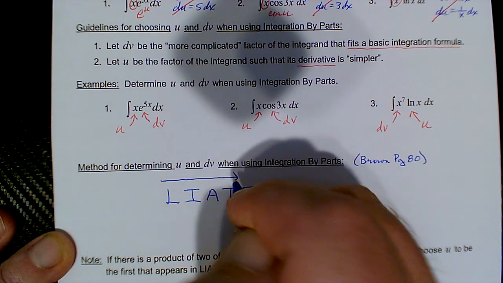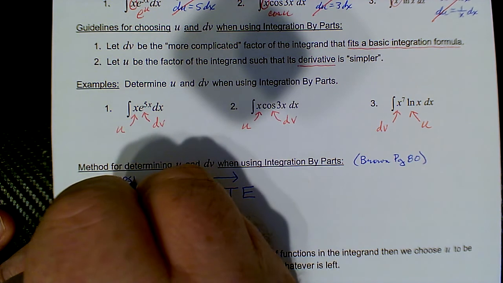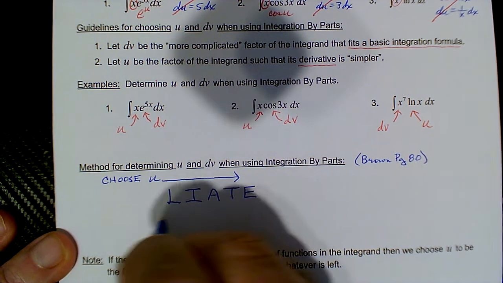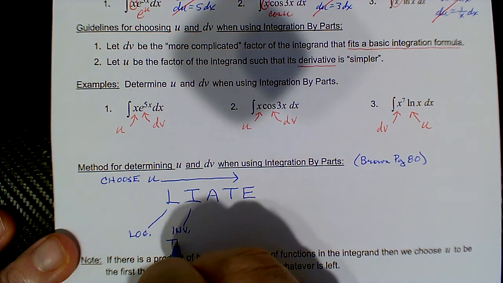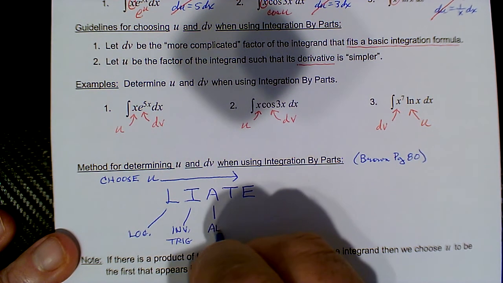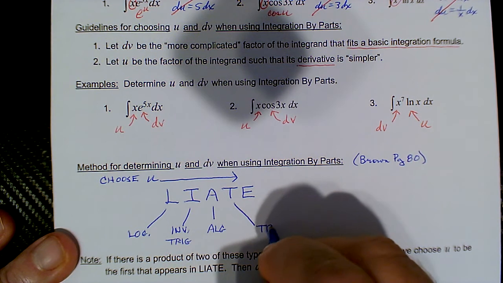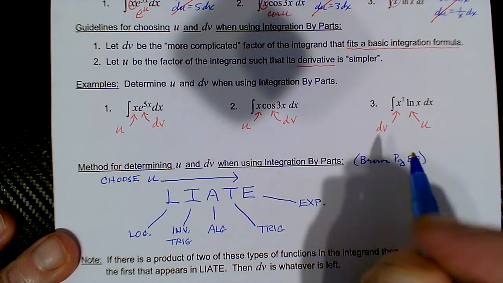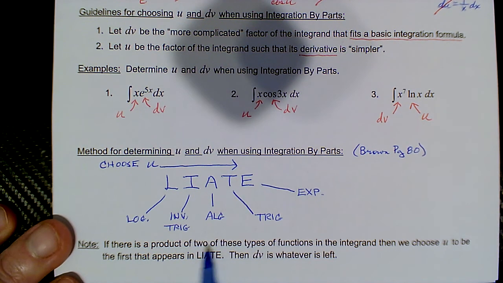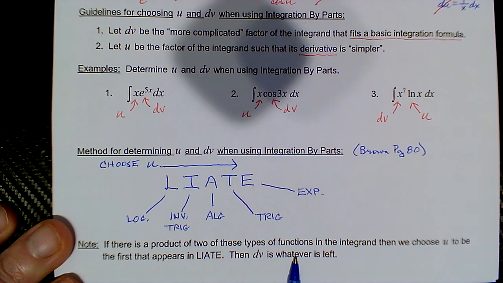LIATE. Where, and we have talked about this before, L stands for logs, I for inverse trigs, A for algebraics, T for trigonometric, standard basic 6 trigs, and E for exponentials. So, as I wrote here, if there's a product of two of these types of functions in the integrand, we choose our u to be the first that appears in this little acronym, LIATE. And then dv is going to be whatever is left over. So let's see if that's consistent with the guidelines that we had established.